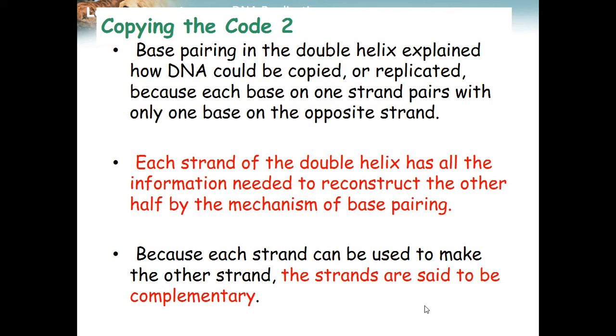Base pairing in a double helix explained how DNA could be copied or replicated, because each base on one strand pairs with only one base on the opposite strand. Each strand of the double helix has all the information needed to reconstruct the other half by the mechanism of base pairing. Because each strand can be used to make the other strand, the strands are said to be complementary.